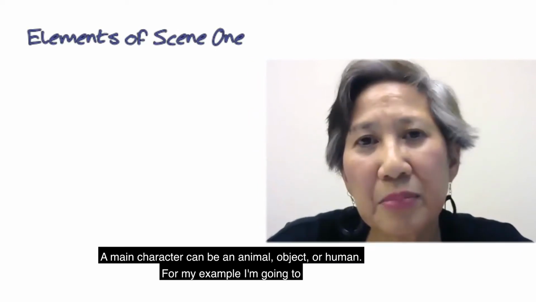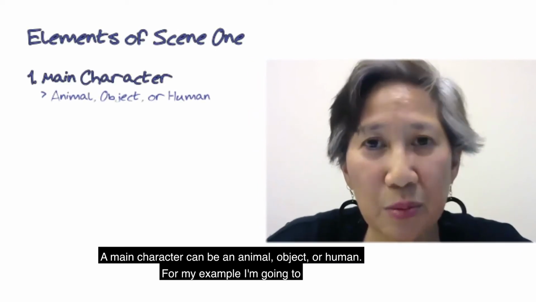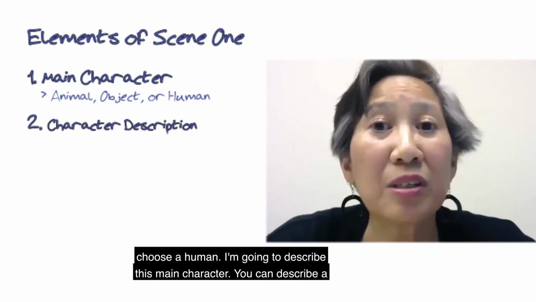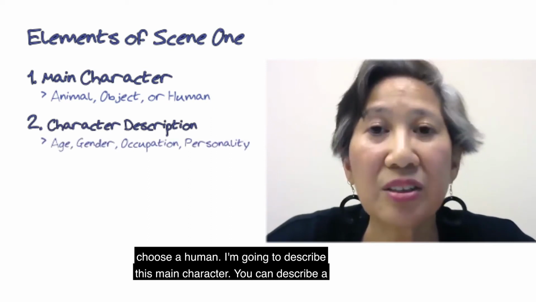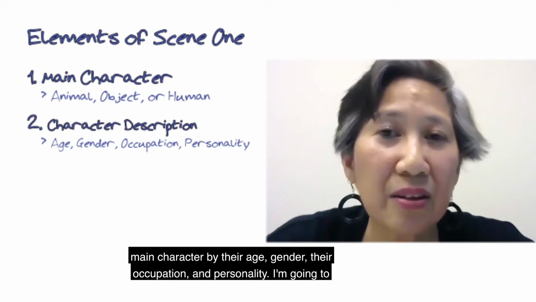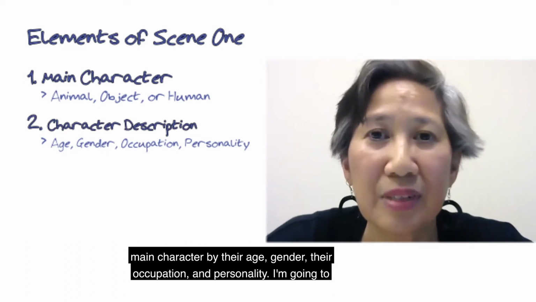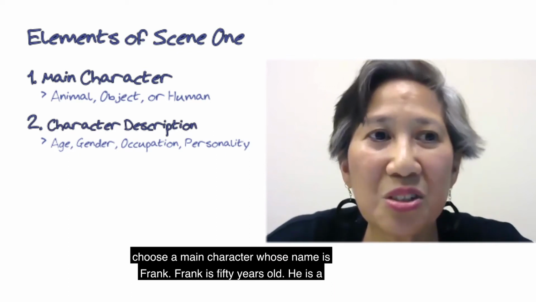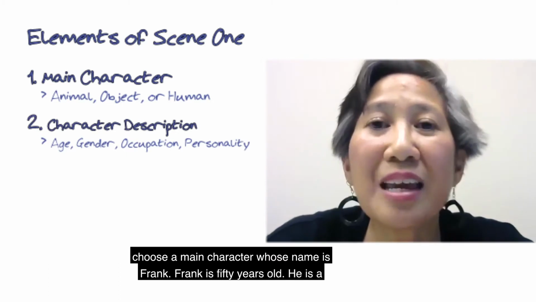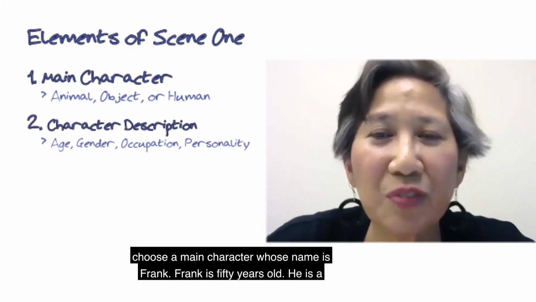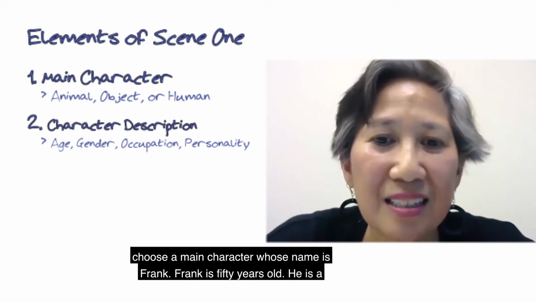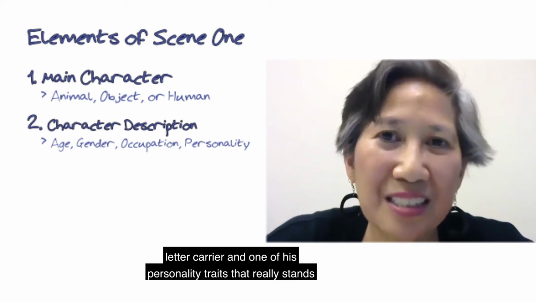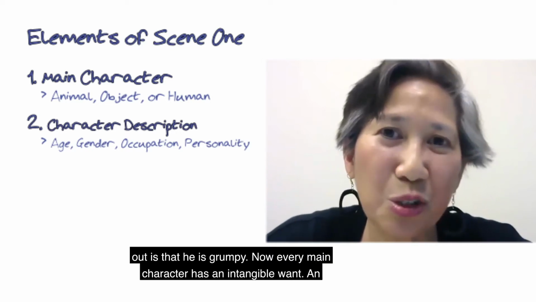A main character can be an animal, object, or human. For my example, I'm going to choose a human. I'm going to describe this main character. You can describe a main character by their age, gender, their occupation, and personality. I'm going to choose a main character whose name is Frank. Frank is 50 years old. He is a letter carrier, and one of his personality traits that really stands out is that he is grumpy.